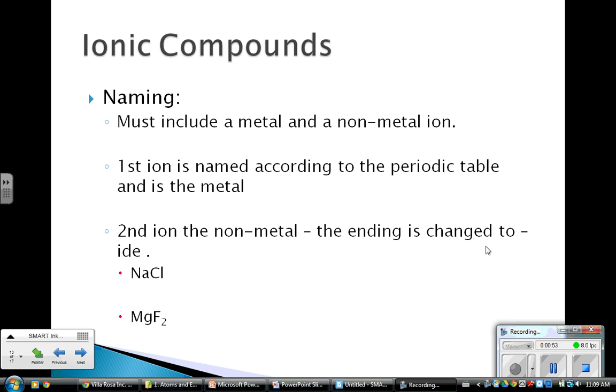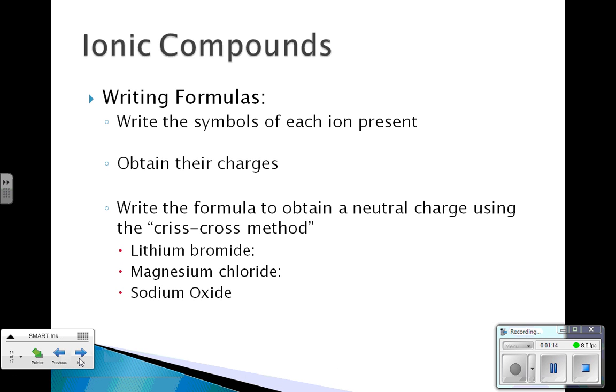Oxygen becomes oxide. Excellent. So the first one there, NaCl, is sodium chloride. The second one here, magnesium and fluorine, becomes magnesium fluoride. Perfect. So that was if you were given the formula and you had to write the name out. You're given the formula, MgF2 or whatever it was, and you have to write out the name.